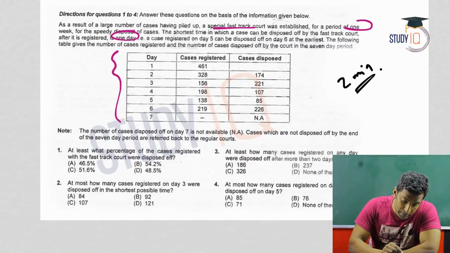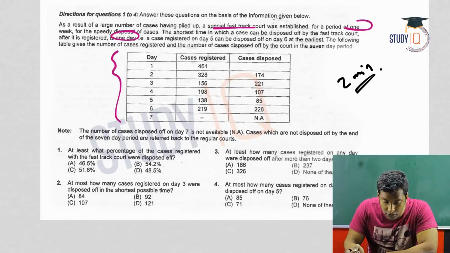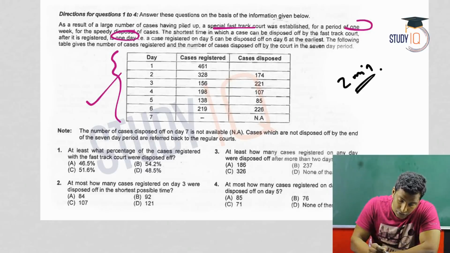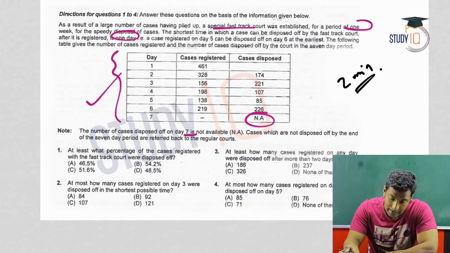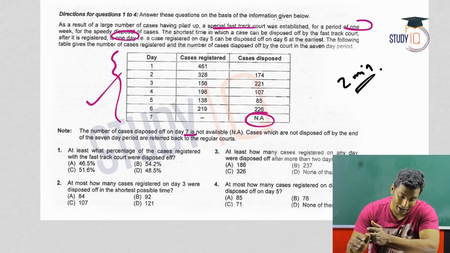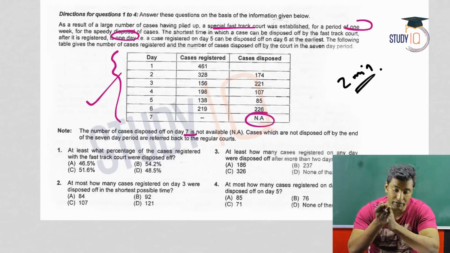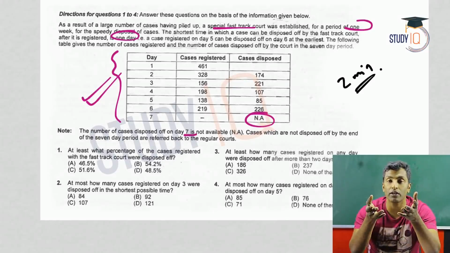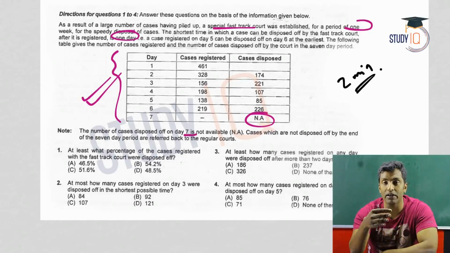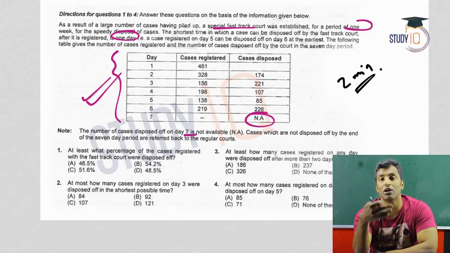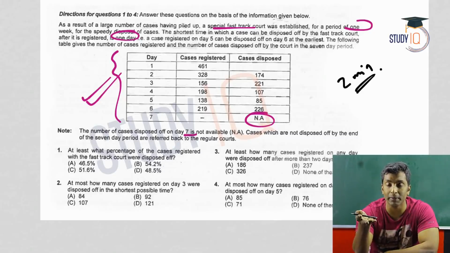The following table gives the number of cases registered and the number of cases disposed of by the court in the 7-day period. Obviously you got it. The number of cases disposed of on day 7 is not available, okay? So this is not given. And cases which are not disposed of by the end of the 7-day period are referred back to the regular courts, okay? So that's what we have discussed. The 7-day special court detail is what they have given: the cases registered and the cases resolved. We don't know how many cases resolved on the 7th day. We don't have the data, okay?